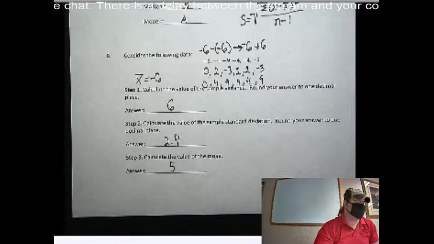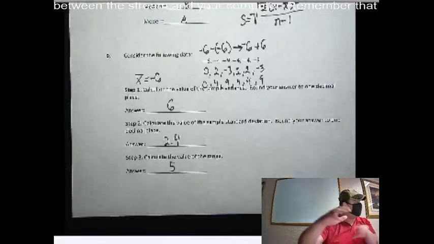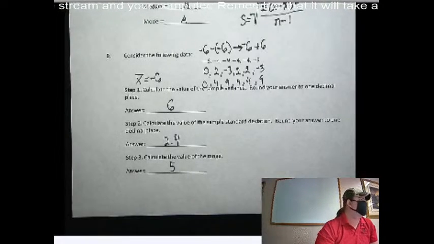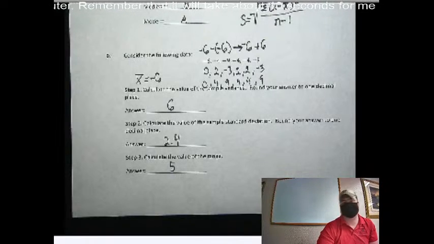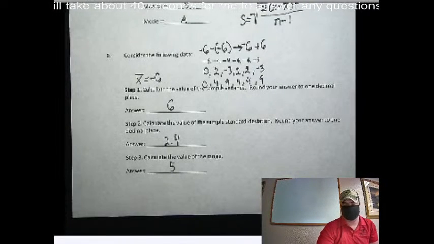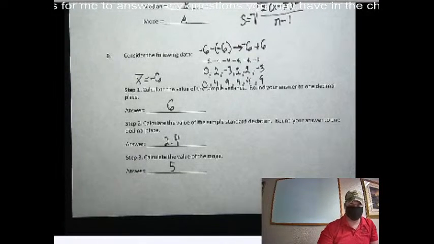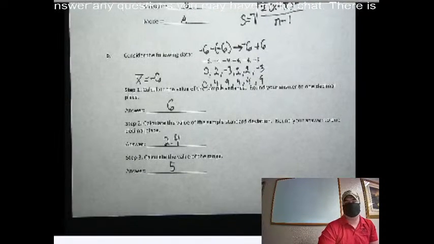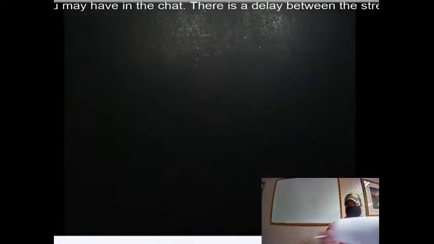Remember that range is a distance, so we have to calculate it as a positive number that doesn't have a sign on it. That's what's called an absolute value. Okay, any questions? No questions? All right. Next.